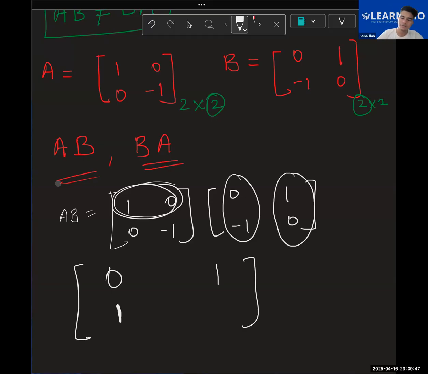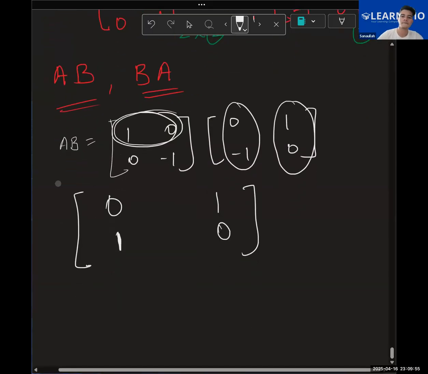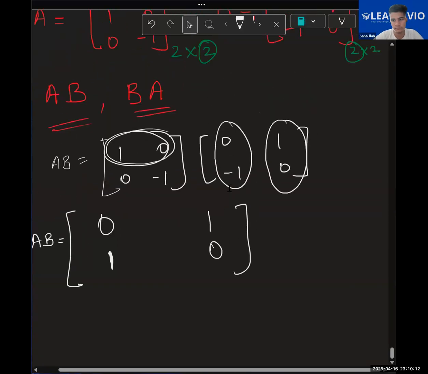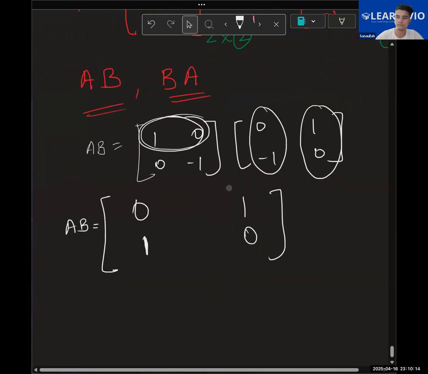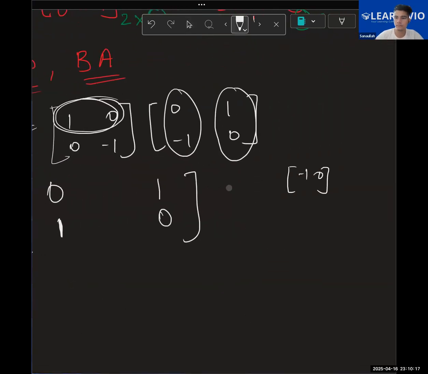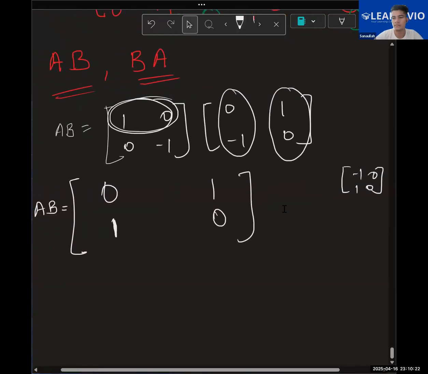Yes, sir. So this is 1 and 0 times 1, this is 0. So this is AB, okay? आगे समझ आया how we are calculating this AB, है ना? Yes, sir. Now similarly calculate BA. So for B, I'm getting -1, 0, 1, 0. Okay. आदिया आप कैलकुलेट करो, बताओ क्या आ रहा है. I'm ready.